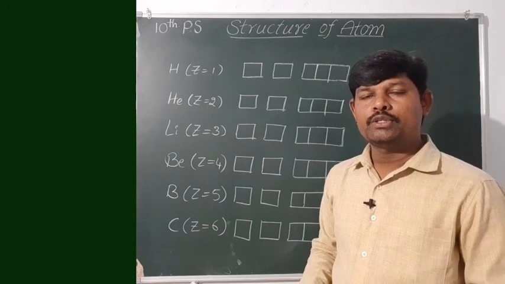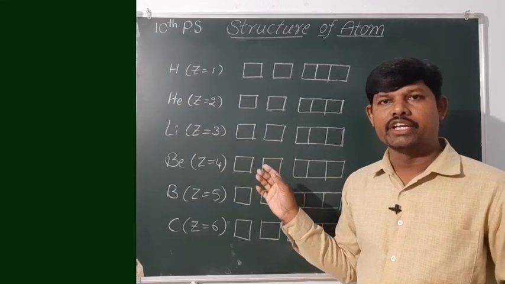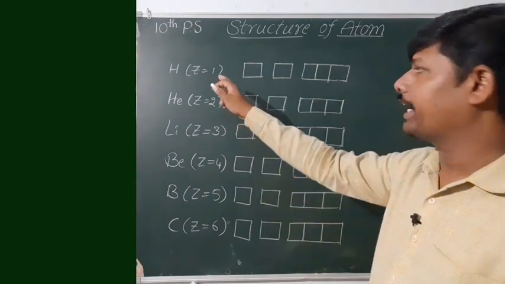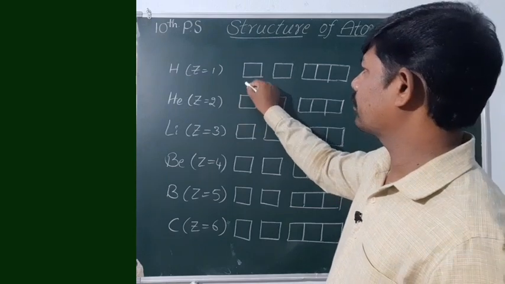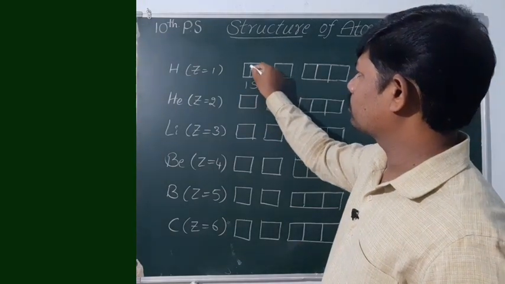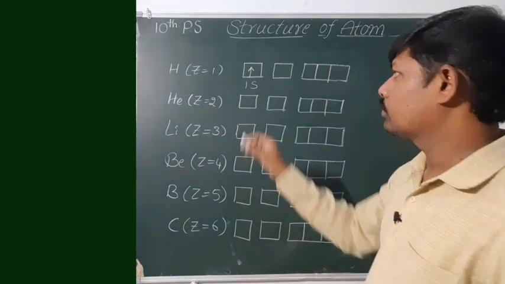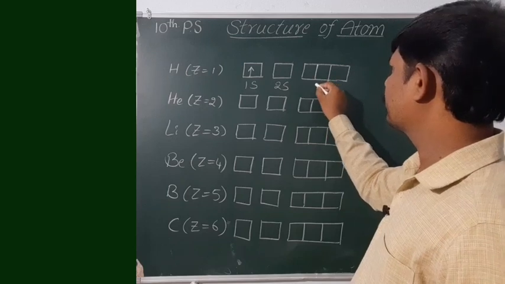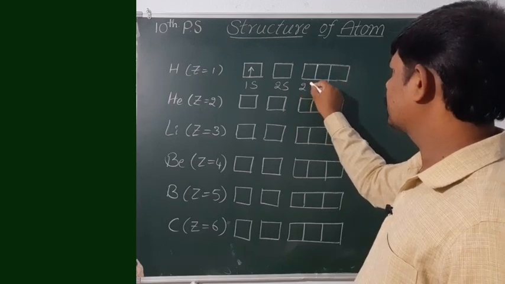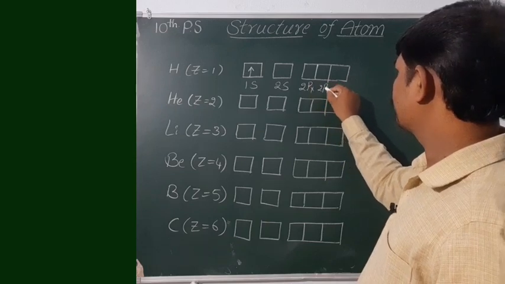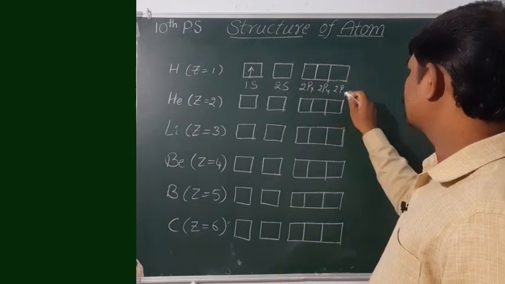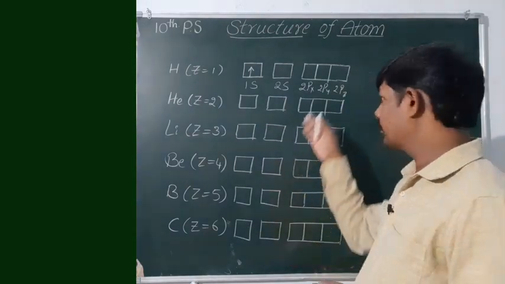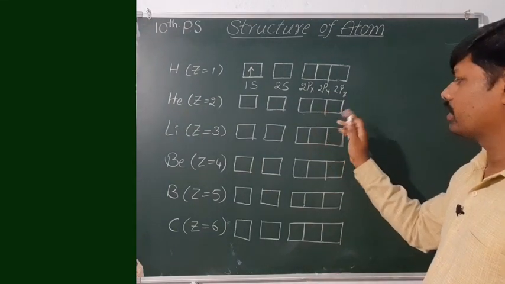Next, the electronic configuration of some elements is given, so observe carefully. First one, hydrogen atom. We know that the electronic configuration of hydrogen atom is 1s1, so only one electron. These are the orbitals: 1s, this is 2s and this is 2p. In 2p there are 3 orbitals, 2px, 2py and 2pz. So all are like that, and these are all 1s, these are all 2s and these are all 2p, 2px, 2py, 2pz.